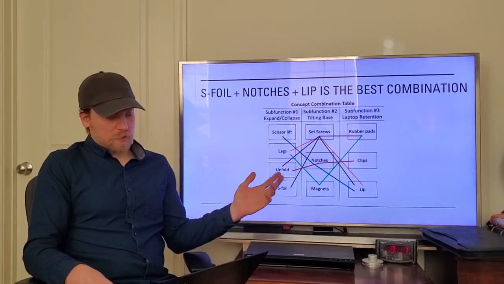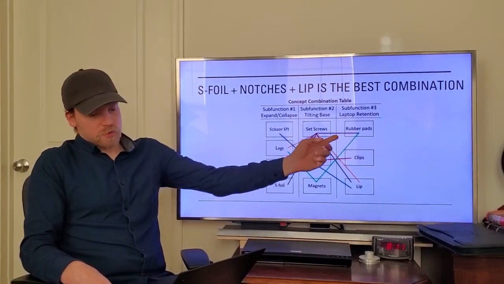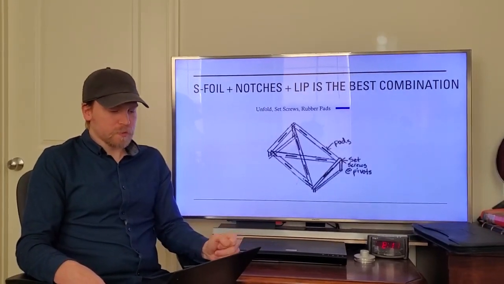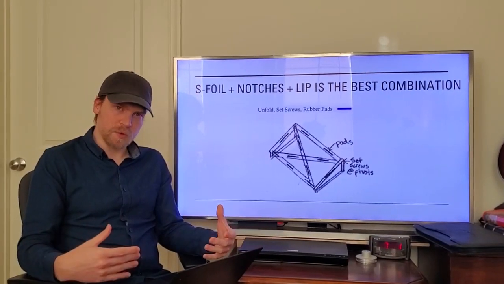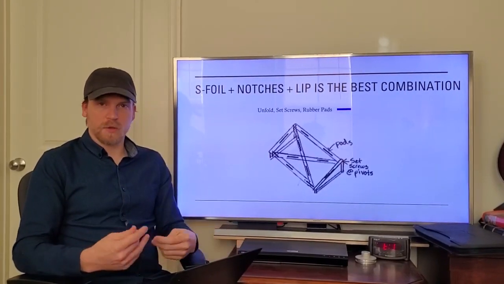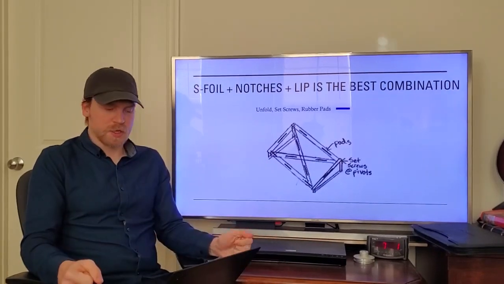So moving on to the next one, we have the purple line, which is unfold set screws and rubber pads. This one again collapsed really small and would end up, the size of like a pair of drumsticks essentially.